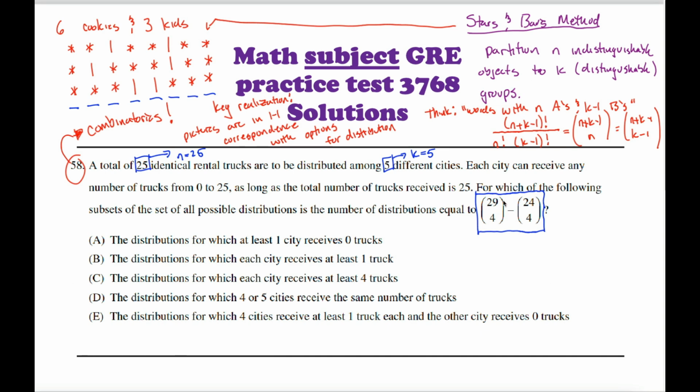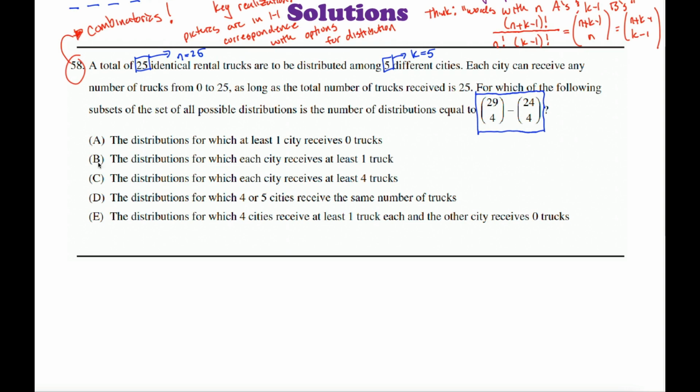We're told that this is the answer. We want to know which of these questions leads to this answer. Well, why don't we just solve each of these different questions? Let's start with question A. The distributions for which at least one city receives 0 trucks. I think I talked about this in a previous video.